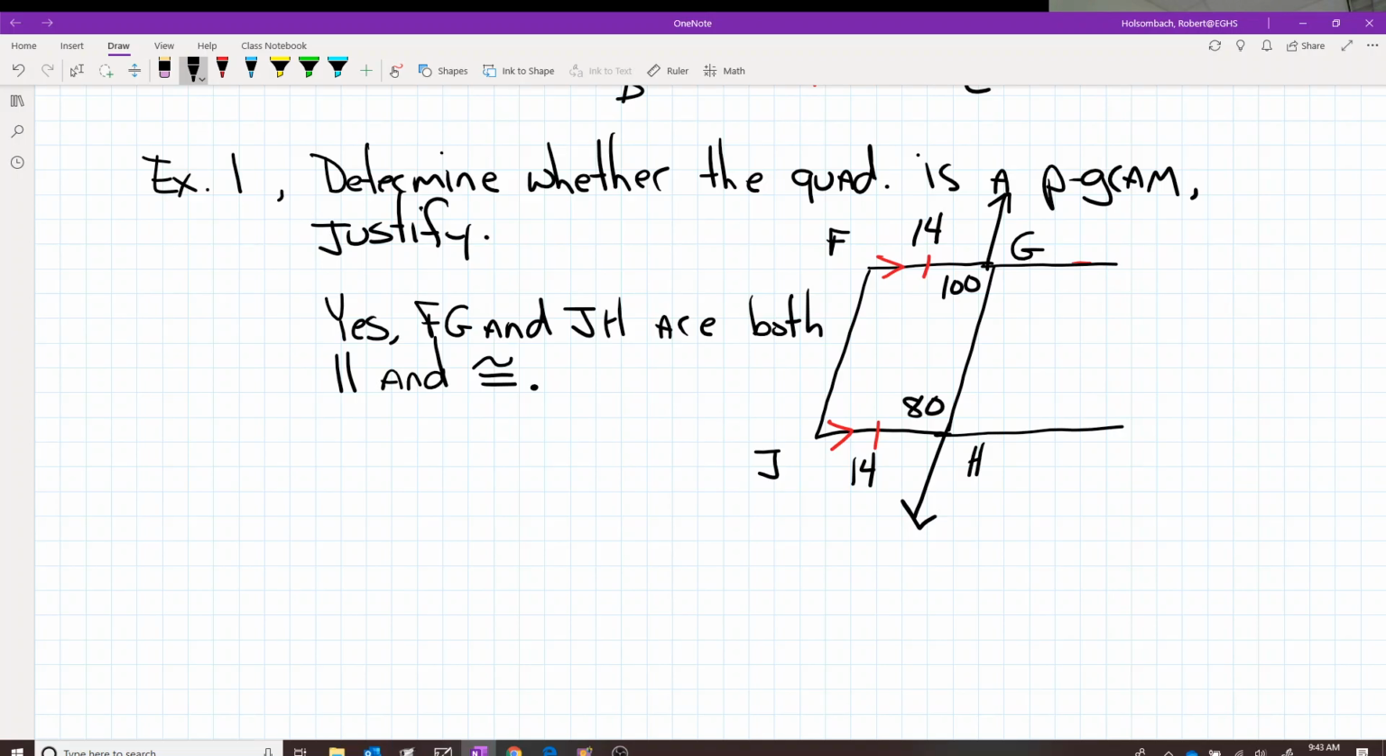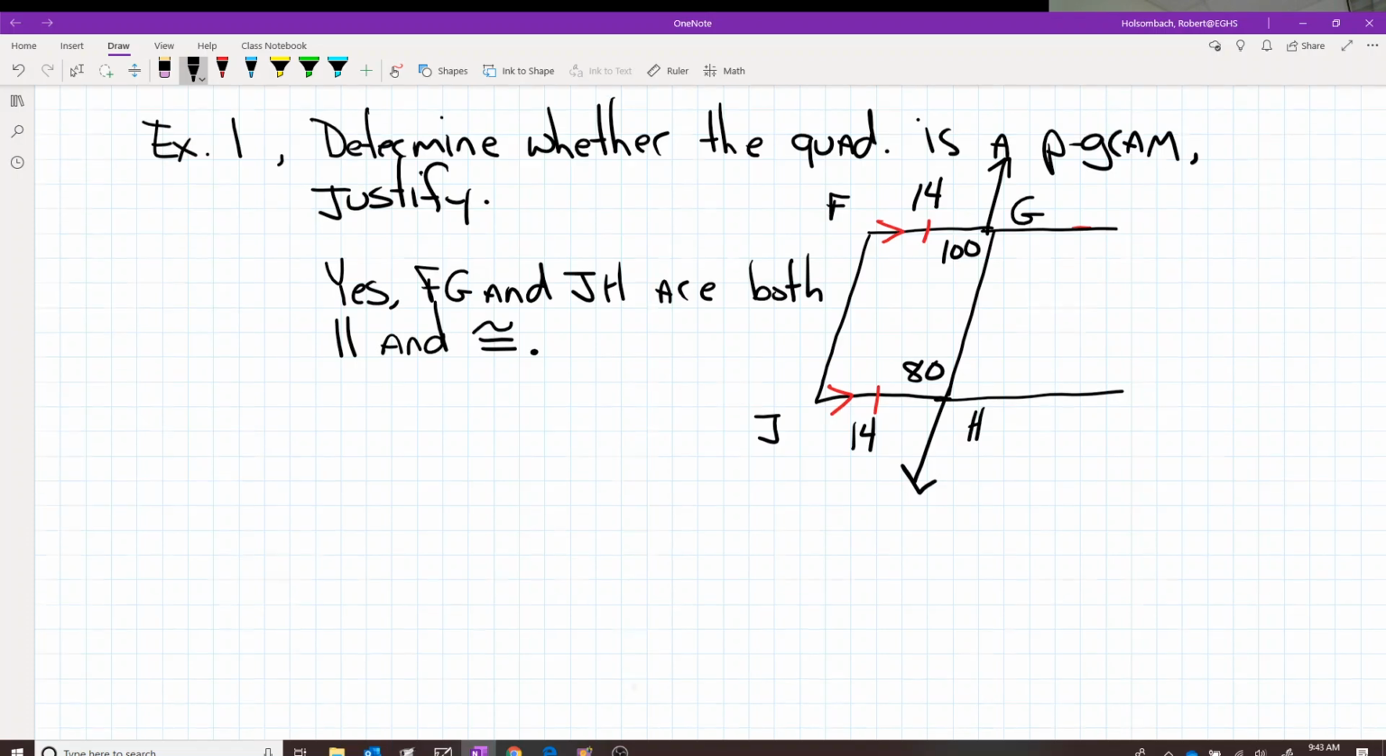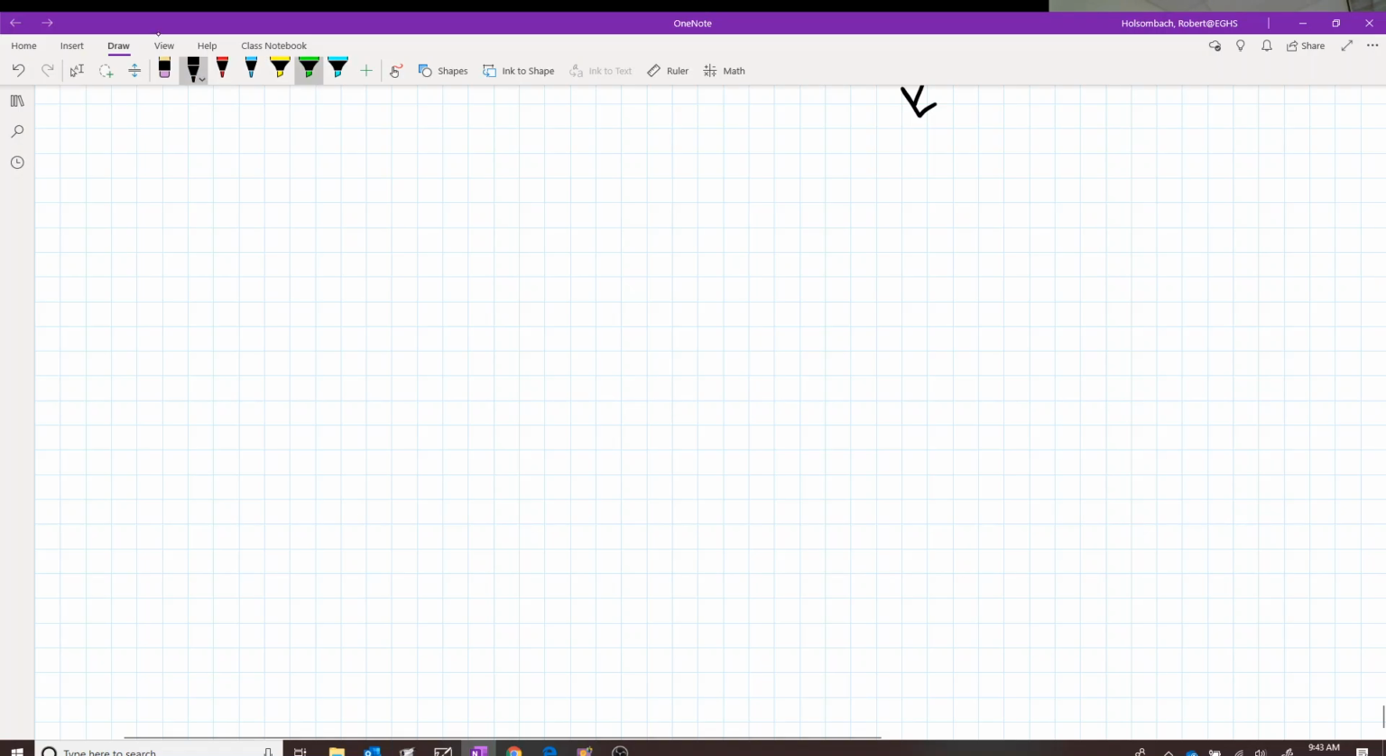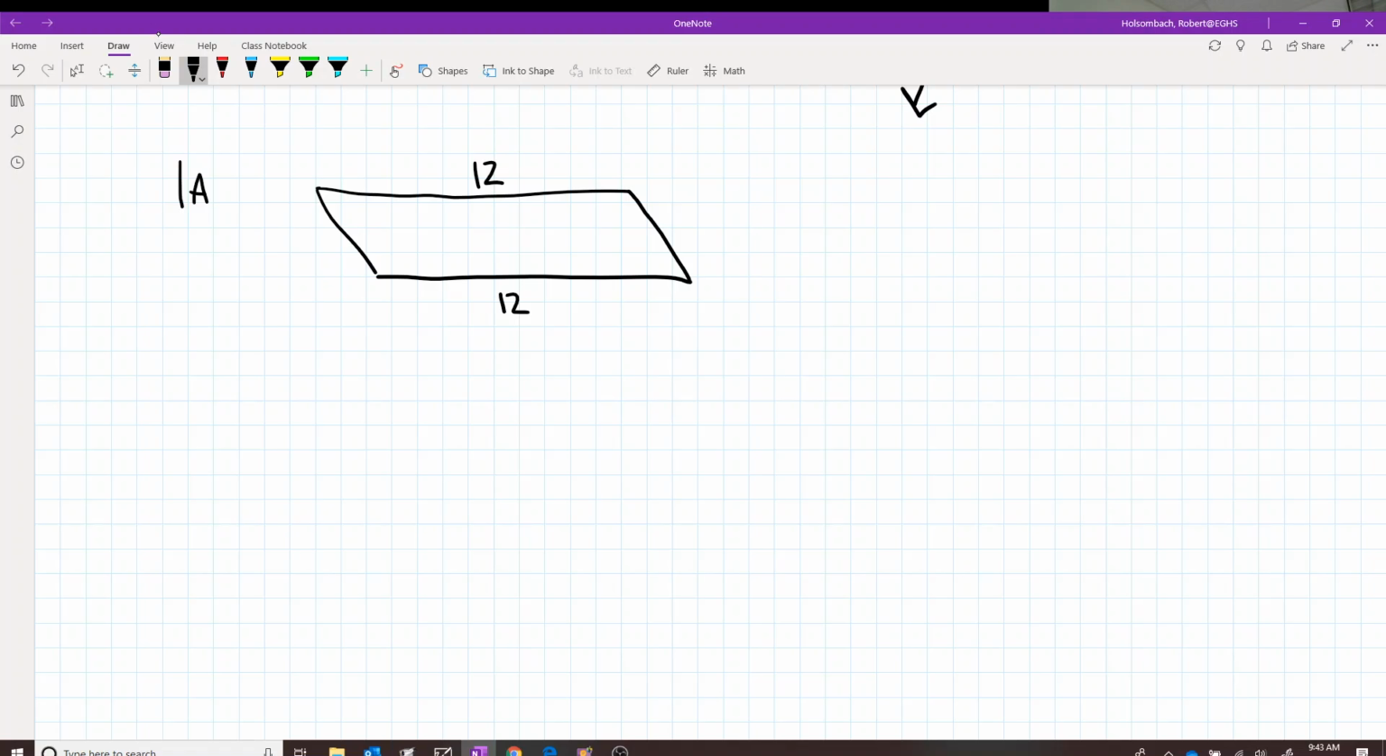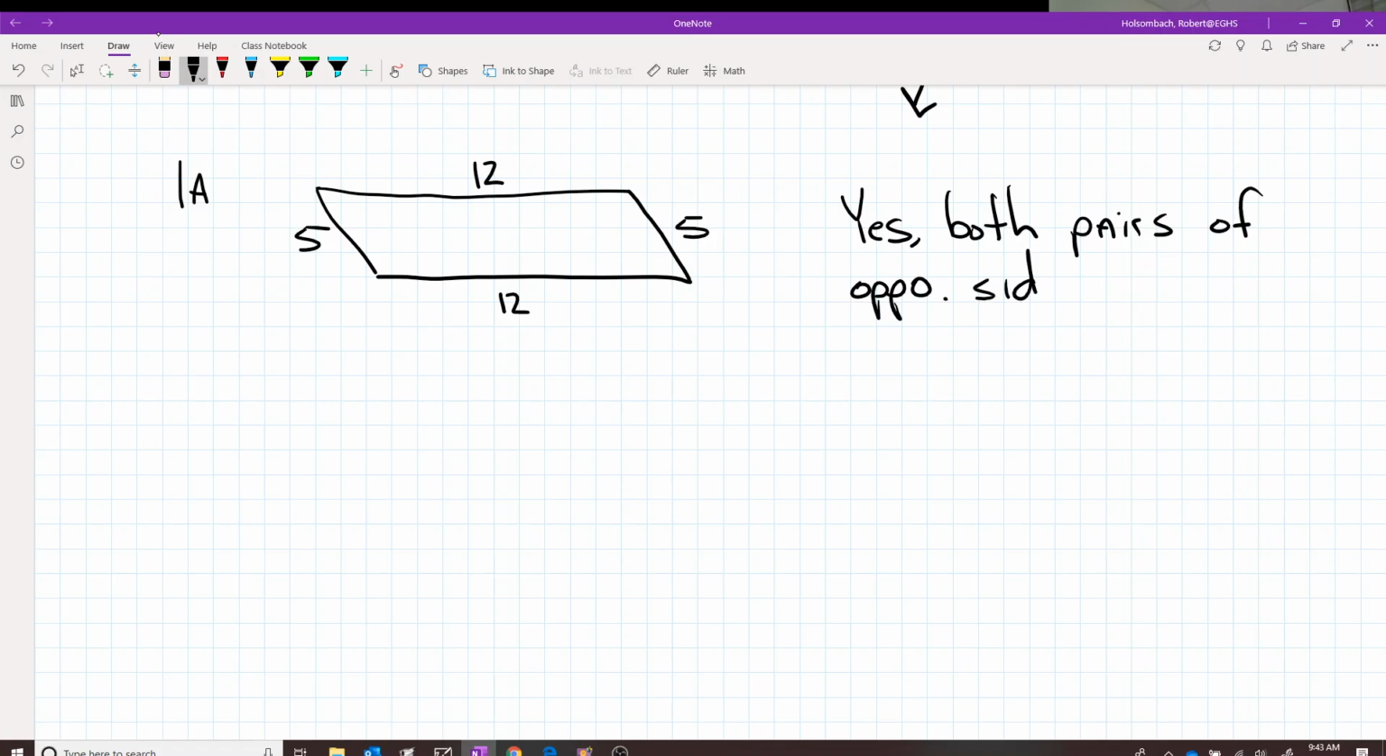Do you see example 1A? Is that a quadrilateral? Or I'm sorry, is that a parallelogram? Pretty much a quick glance determines that it's a parallelogram. By which rule? Yeah, the first rule, right? Aren't both pairs of opposite sides congruent? So yes, both pairs of opposite sides are congruent.